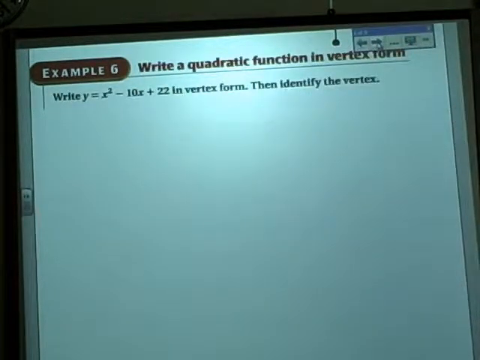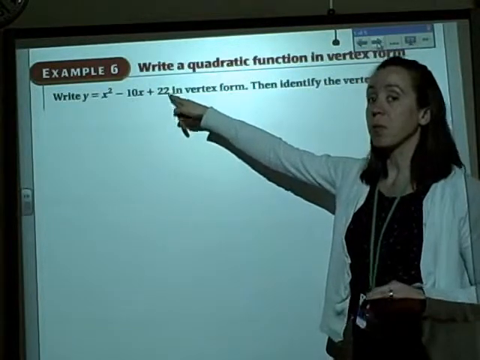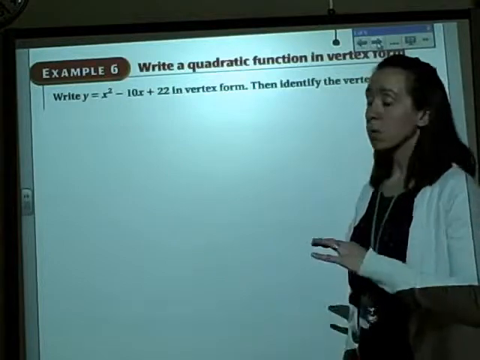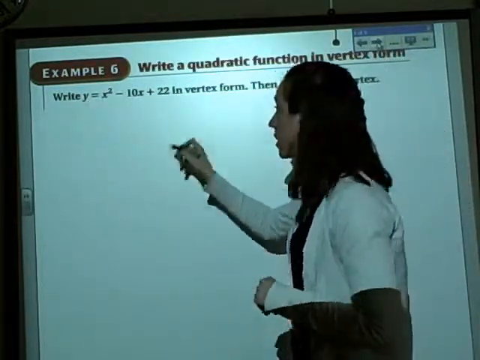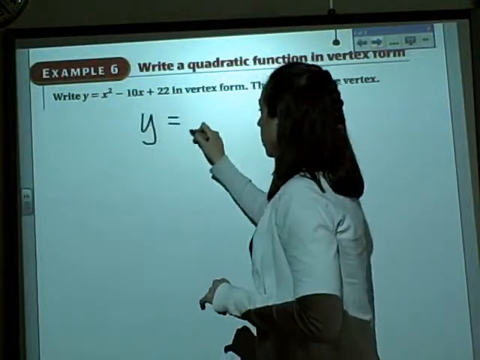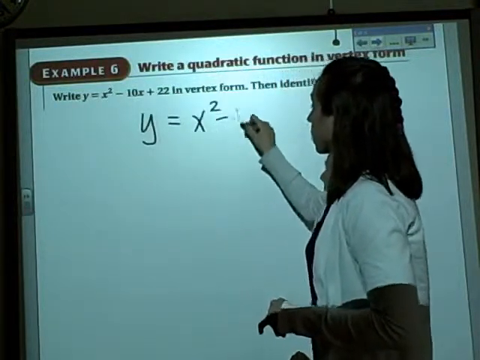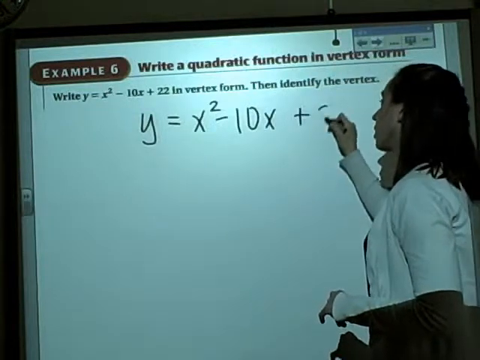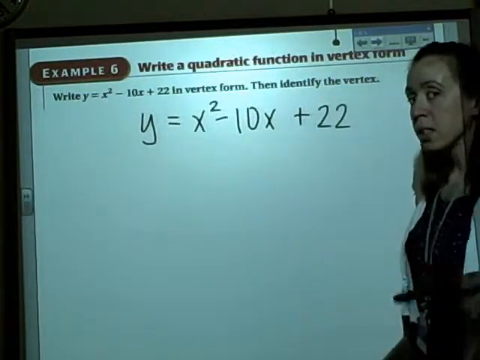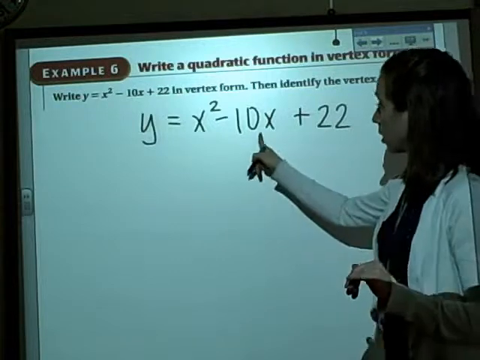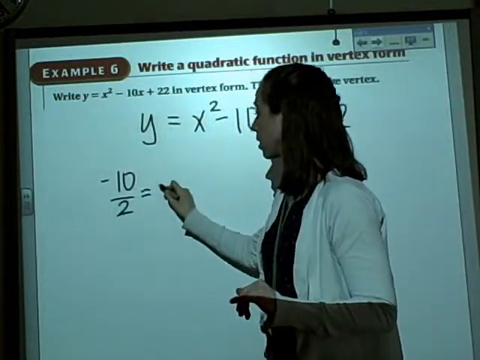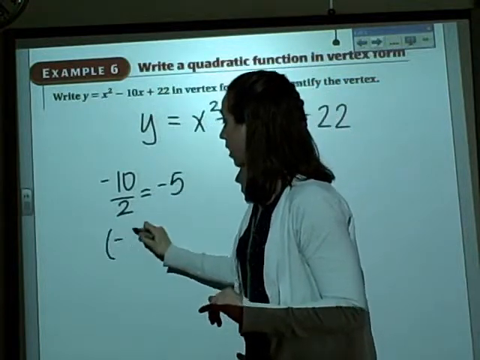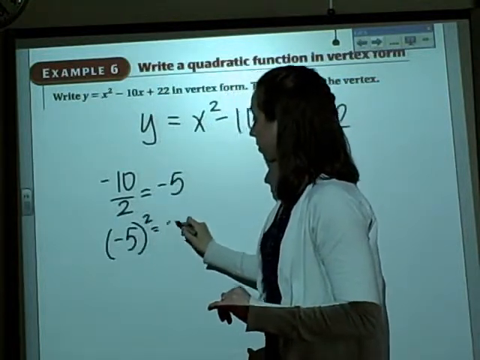Last one. The last thing we want to do is take a function that's in standard form and put it in vertex form. We're going to use the exact same method. The only thing that's different is we have a y there. That's going to stay there for a little bit. So we have y equals x squared minus 10x plus 22. Let's see what would make it a perfect square. We'll take our b value, cut it in half, and then square whatever we got.